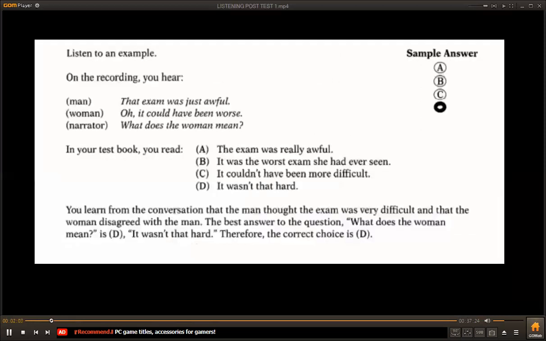Listen to an example. On the recording, you will hear, "That exam was just awful." "Oh, it could have been worse." What does the woman mean? In your test book, you will read, A. The exam was really awful. B. It was the worst exam she had ever seen. C. It couldn't have been more difficult. D. It wasn't that hard. You learn from the conversation that the man thought the exam was very difficult and that the woman disagreed with the man. The best answer to the question, "What does the woman mean?" is D. It wasn't that hard. Therefore, the correct choice is D.